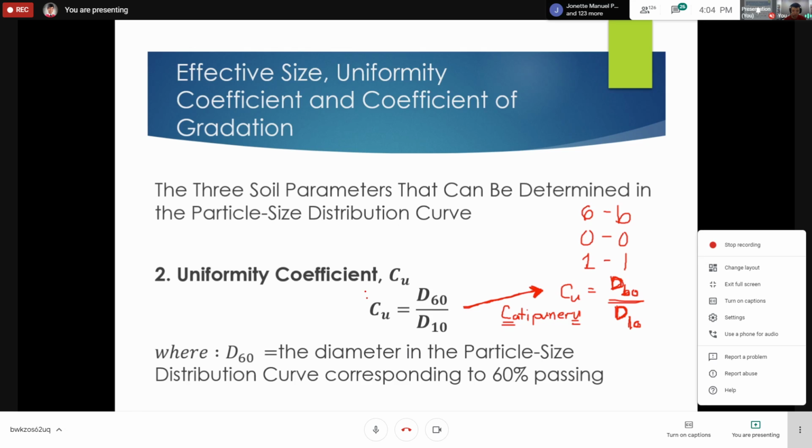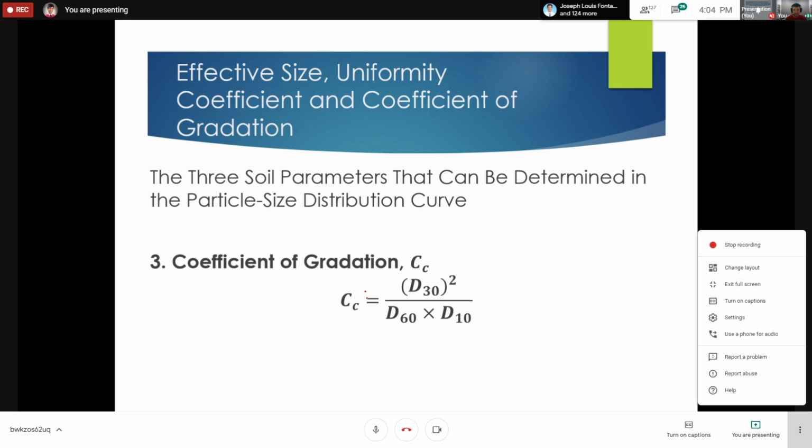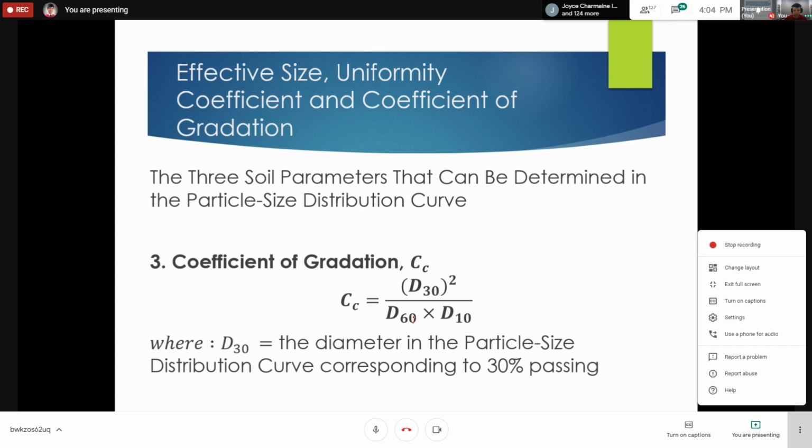Okay, so this one is the uniformity coefficient, D60 over D10. Then lastly is the coefficient of gradation, C sub C. So that's D sub 30 squared all over D60 times D10. So D30 is the diameter for the 30% passing.